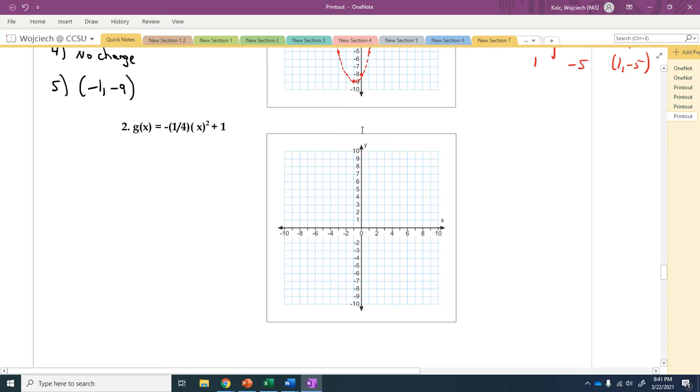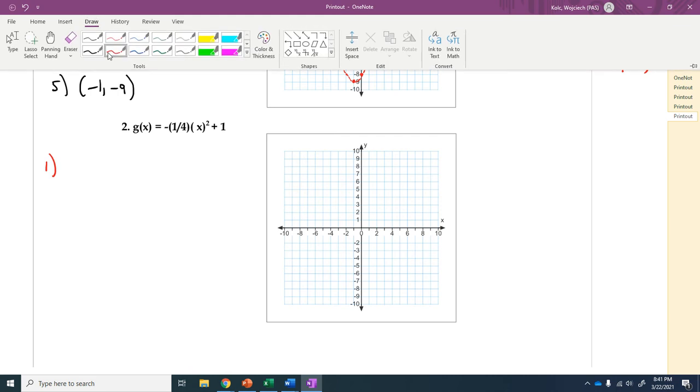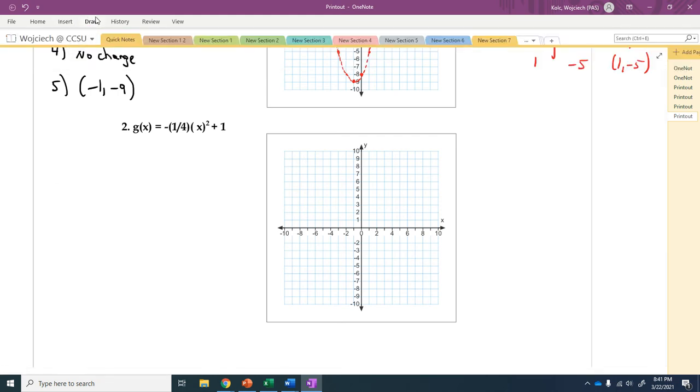So first step, determine the parent function. The parent function is, let me actually use black so I'm consistent. This is question 1. So the parent function would be y equals x squared, okay, which is a parabola. Second step, this will open down. How do I know it? A is negative.